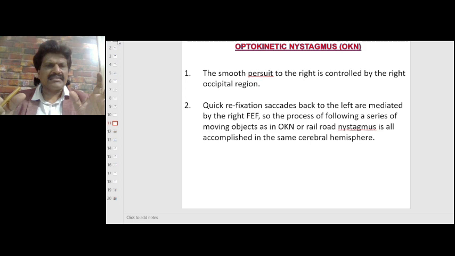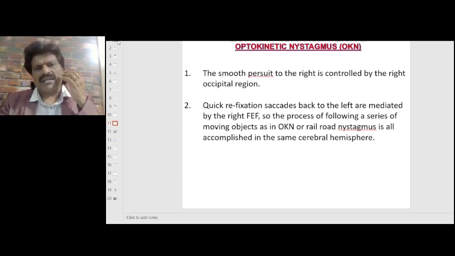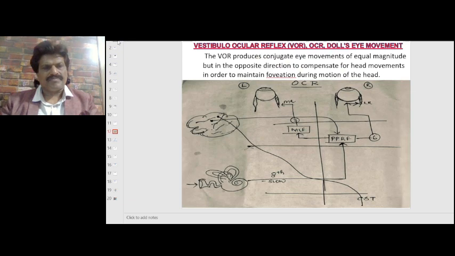And optokinetic nystagmus can get affected in lesions of the parieto-occipital cortex. For example, if there is a tumor or abscess in the parietal lobe, the pursuit movement can also get affected. So these are all the important implications and the usefulness of the optokinetic nystagmus.